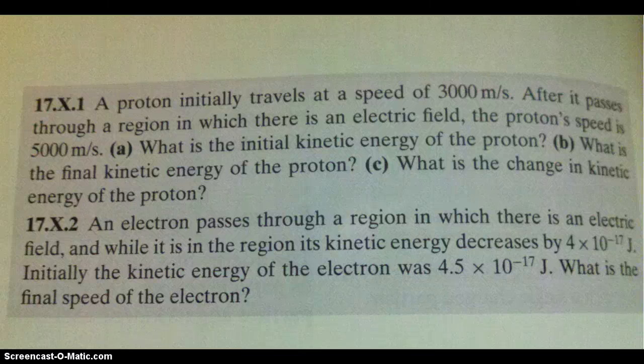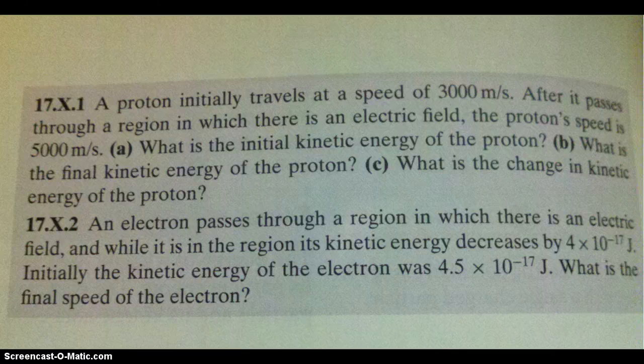Alright, I'm doing my reassessments on 17.1 and 17.2. The first question I did was 17.x.1. A proton initially travels at a speed of 3,000 meters per second. After it passes through a region in which there is an electric field, the proton speed is 5,000 meters per second. What is the initial kinetic energy of the proton?